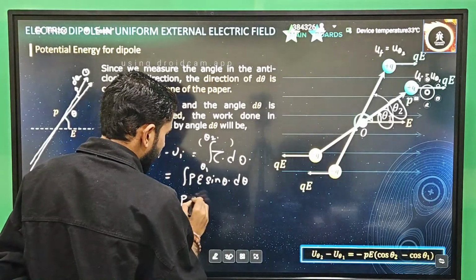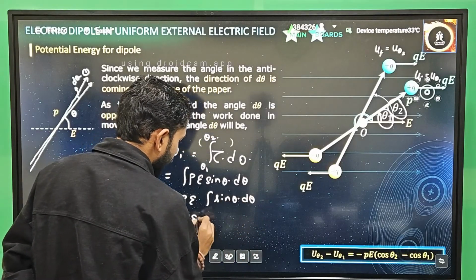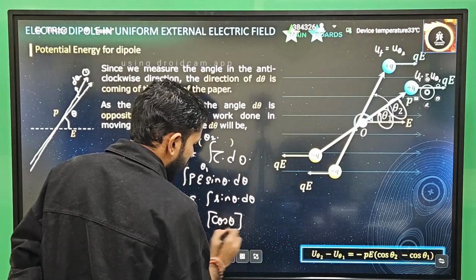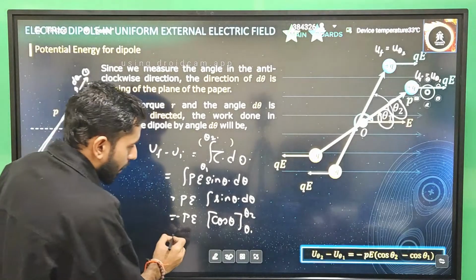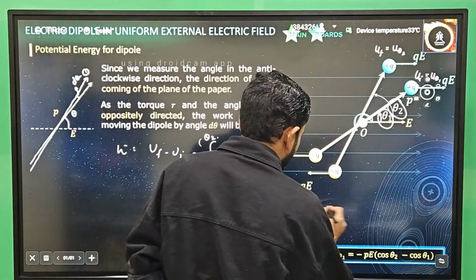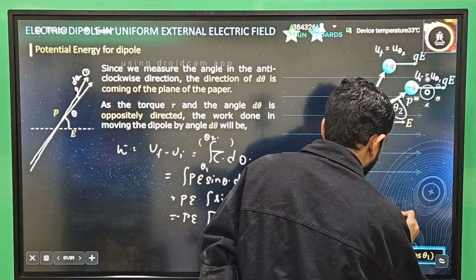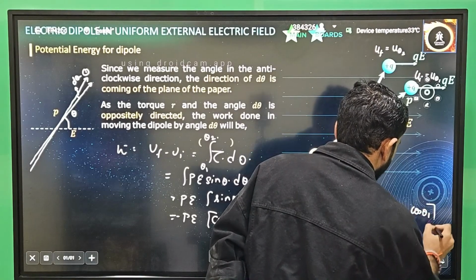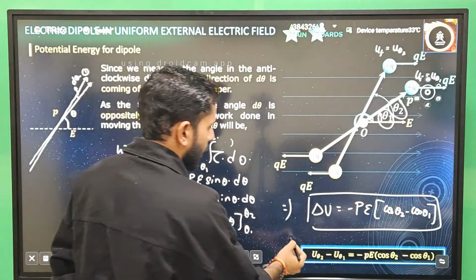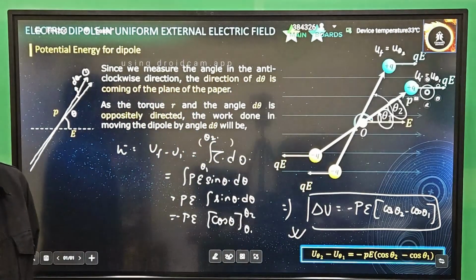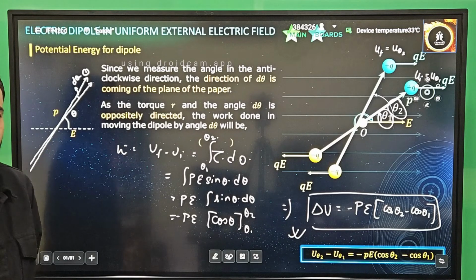Now further, pE will be taken out, integration will be left only for sine theta d theta. What is the integration of sine theta? It is nothing but, students, minus cos of theta. Cos of theta integration from theta 1 to theta 2, and the sign that will be coming outside is negative sign, correct? Now put the limits. When we put limits, delta U can be written as simply minus of pE times cos of theta 2 minus cos of theta 1. This is what delta U I can define. This is the change in potential energy required to change the angle from theta 1 to theta 2.